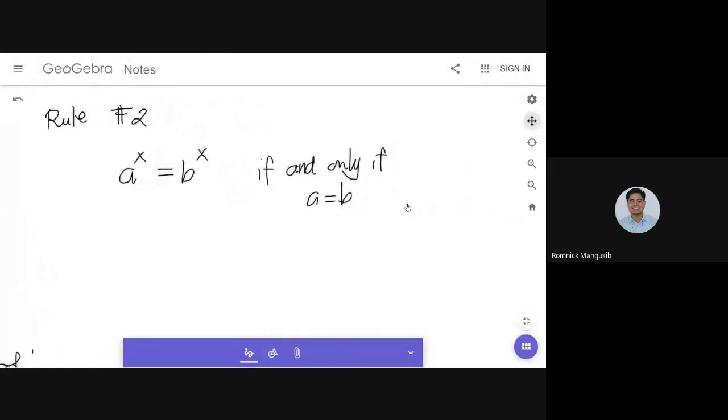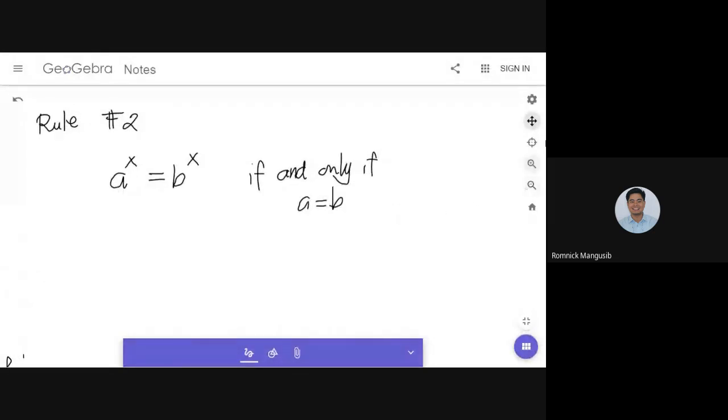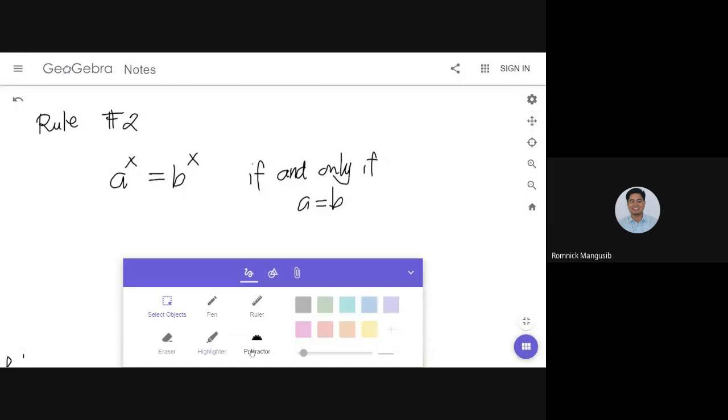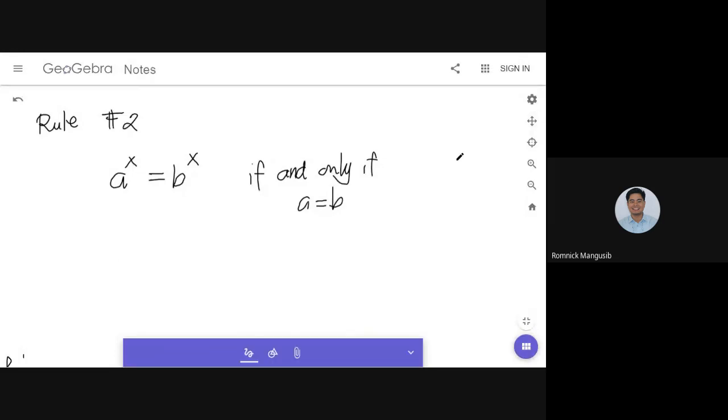Masasabi mo lang daw na yung a raised to x ay equal sa b raised to x kung nagkataon na ang a ay pareho sa b. Well, common sense din naman, no? Hindi mo naman pwedeng sabihin na ang 2 raised to 3 ay equal sa 3 raised to 3 dahil pareho lang silang naka-raise sa 3. That is impossible. No? So, it justifies that if you have the same exponent, you must have the same base.